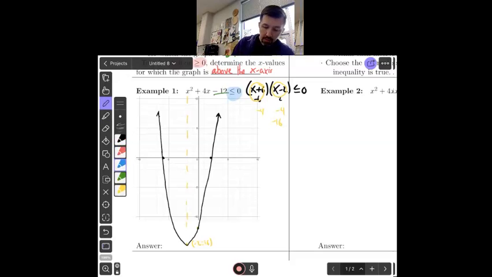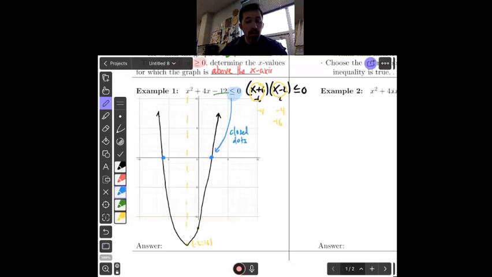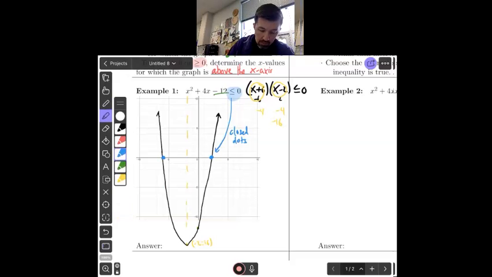Now, one thing I want to pay attention to, because it says it's greater than or equal to 0, that means these x-intercepts are included. So they are closed dots because it's equal to 0 at those points. So since it's an equal to, we're going to use closed dots on there. And we want it to be when is it less than 0? When is it less than or equal to 0? Well, where is the graph less than 0? When is it below? So this is the part of the graph that's below 0.